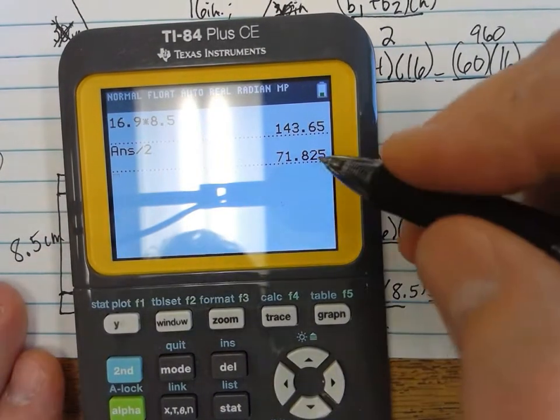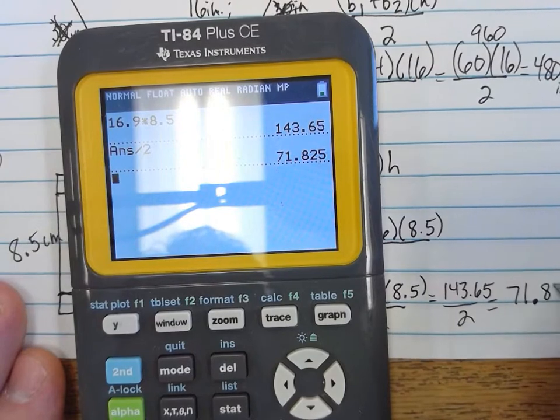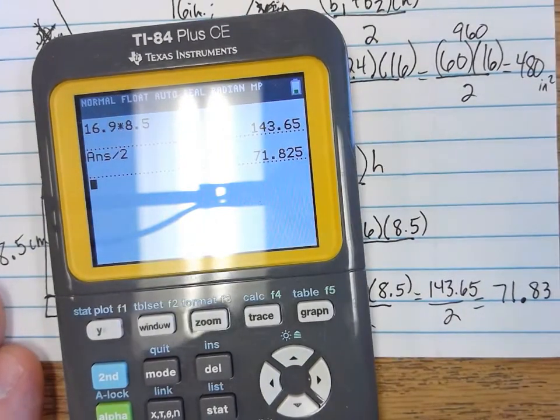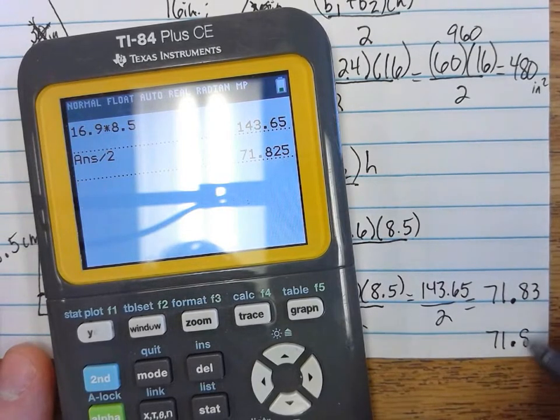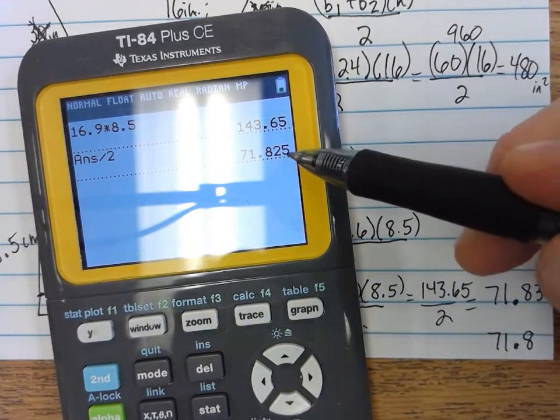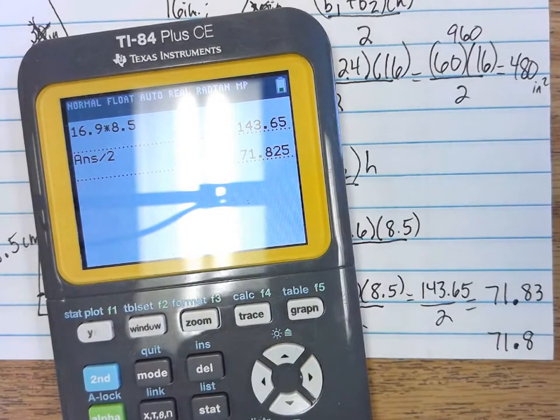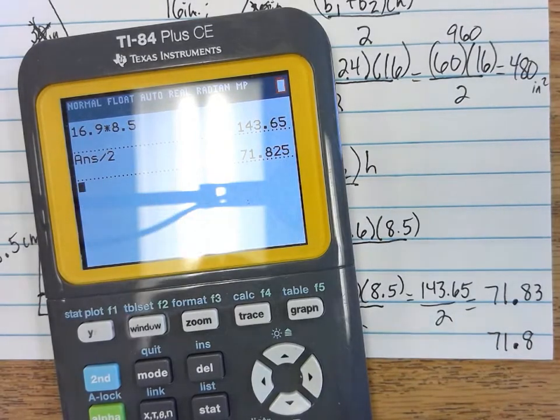Let's do it to the hundredths. So first of all, to the hundredths place, it'd be 71.83, and then if I round it to the nearest tenths place, if they ask you to do that, that would just be 71.8. Since there's a 3 right there, that would round down. So to the hundredths place, 71.83. To the tenths place, 71.8.